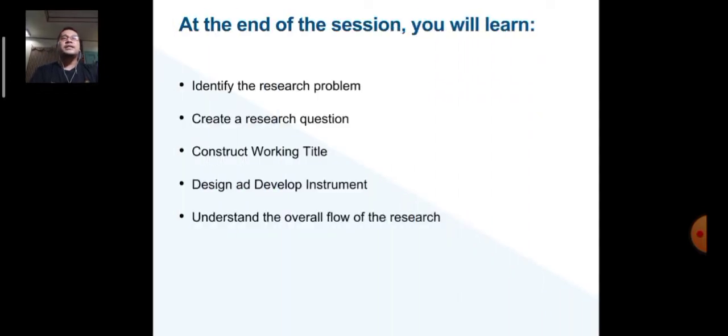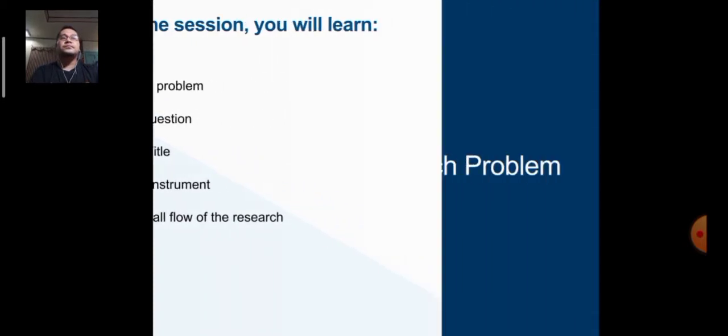So for this session, you will be learning to identify the research problem, create a research question, construct the working title, design and develop the instrument, and understand the overflow of the research. Okay, identifying the research problem.